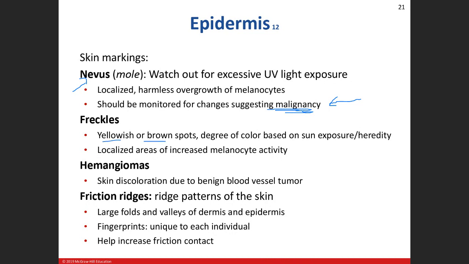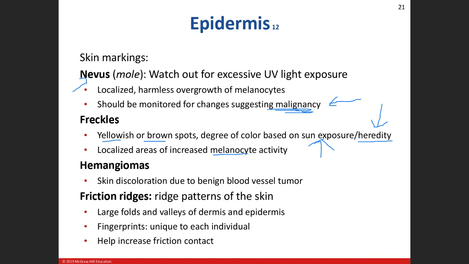Freckles are yellowish brown spots scattered throughout. Again, these are just localized areas where the melanocytes have figured out, I'm going to just do my job and make some melanin. A lot of it is going to be hereditary. For myself, I have freckles, but in the summertime when I'm outside more, they get a little bit darker and more numerous, and that's because of the sun exposure. But for the most part, right now, the freckles I have are based on my heredity, or my genes.